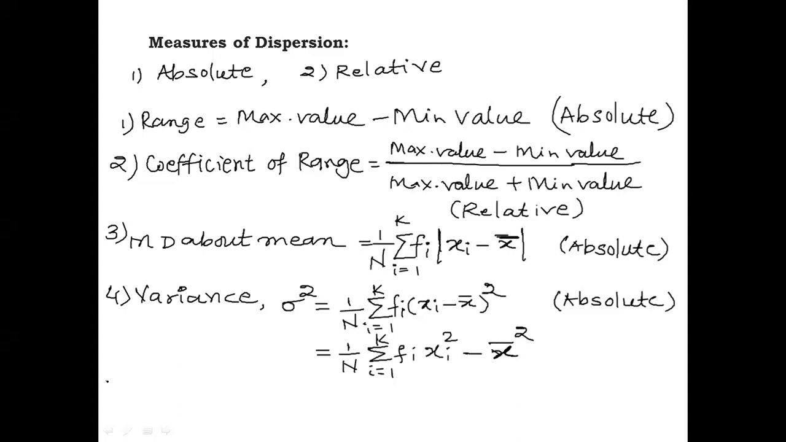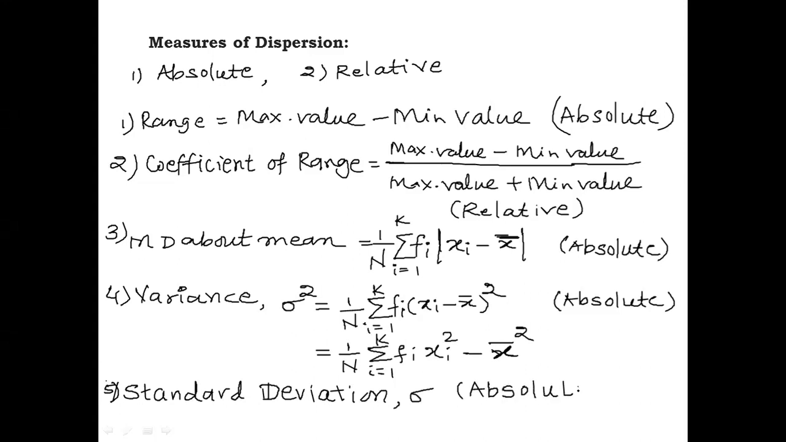Then next is standard deviation, and that is nothing but the positive square root of variance. That is sigma, the positive square root of variance, and that is again an absolute measure of dispersion.